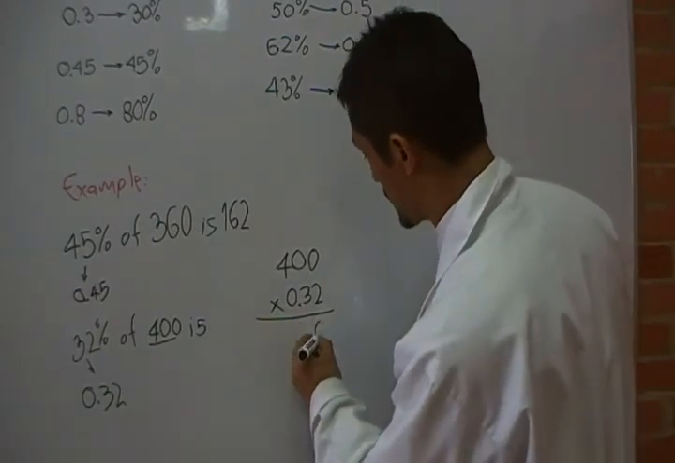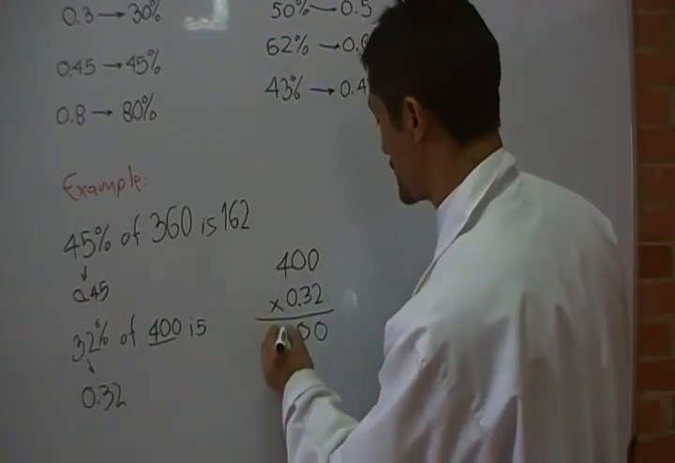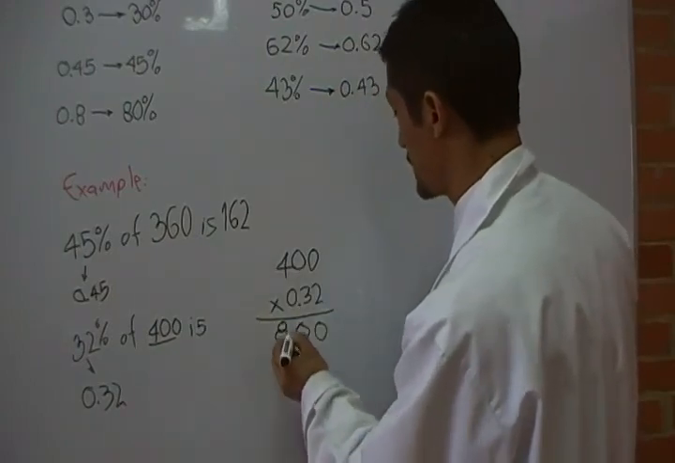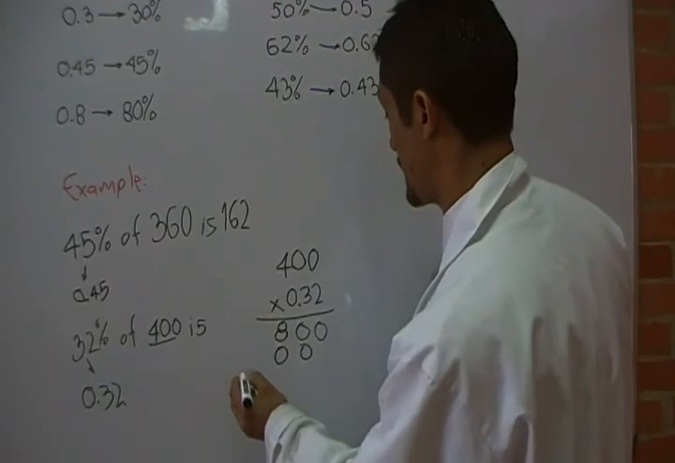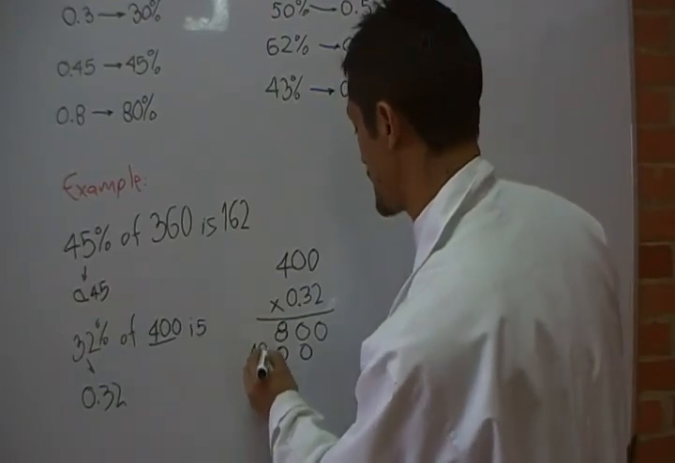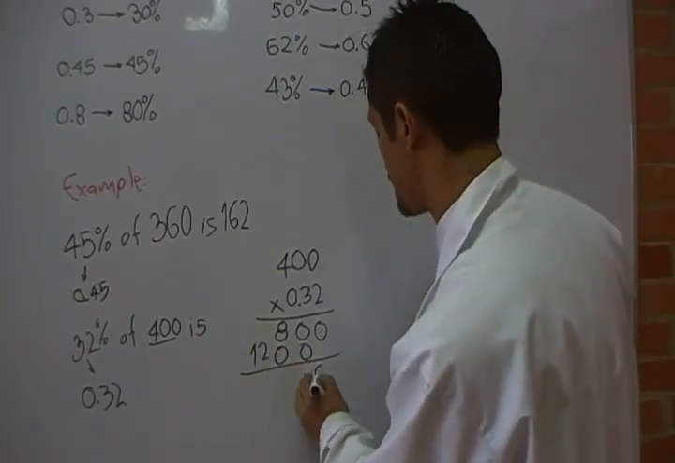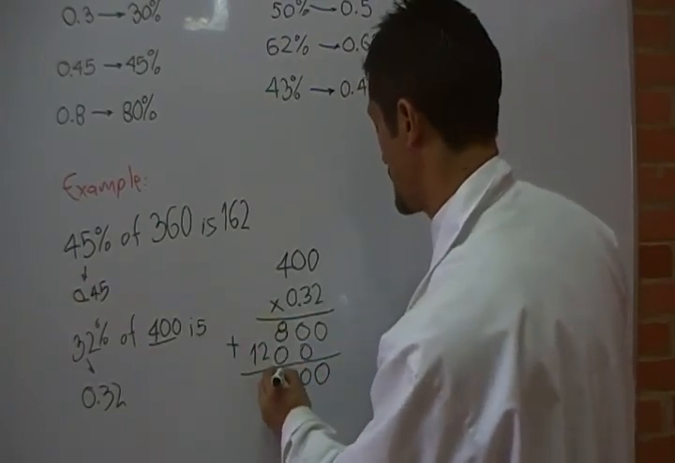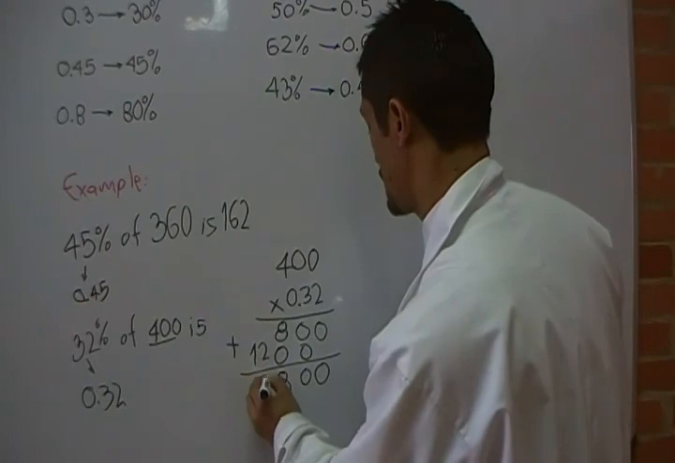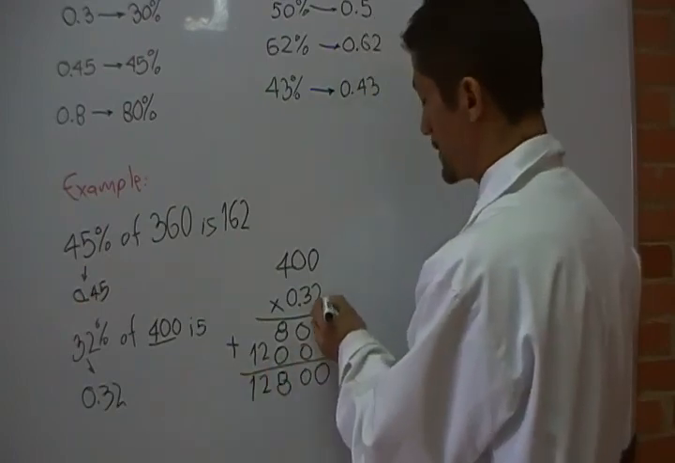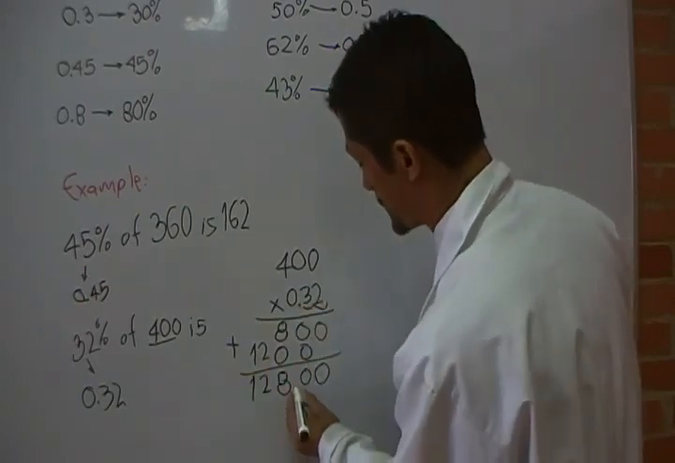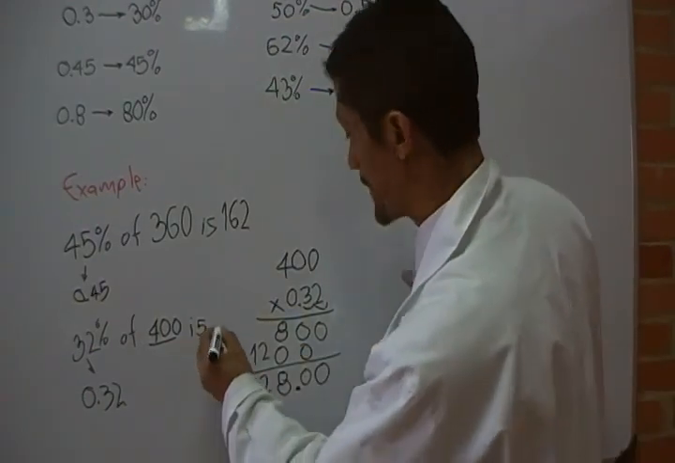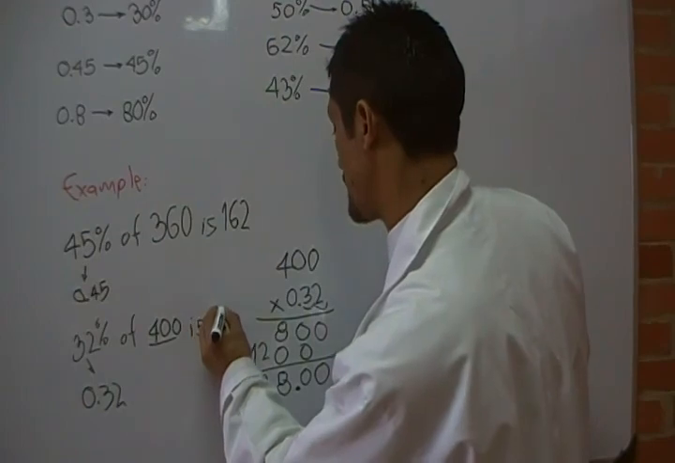2 times 0, 2 times 0, 2 times 4, 3 times 0, 3 times 0, and 3 times 4, 12. So here we add up, 0 again here, 8, 2, 1. Again, 2 decimal places here that have to be considered in my answer. So I know that the answer to this problem is 128.